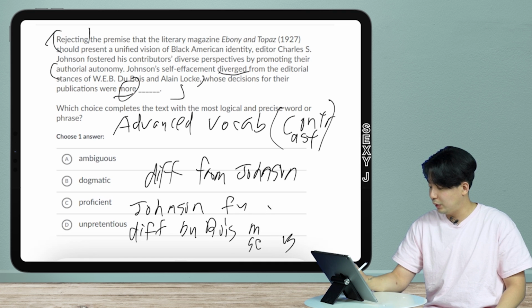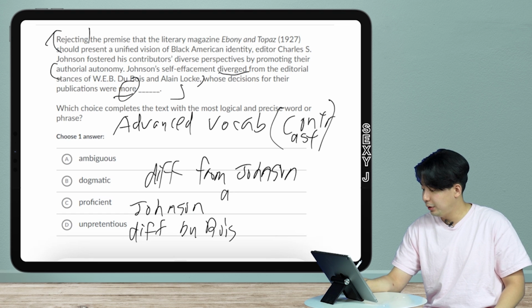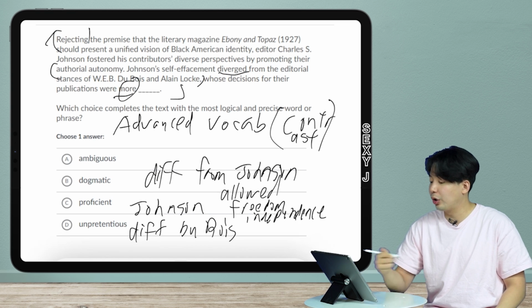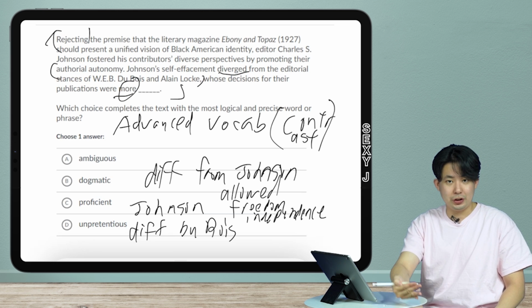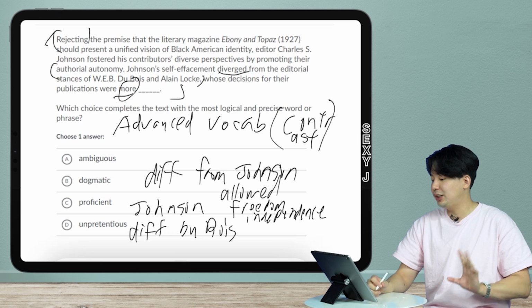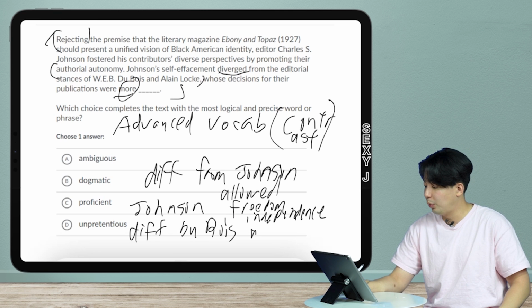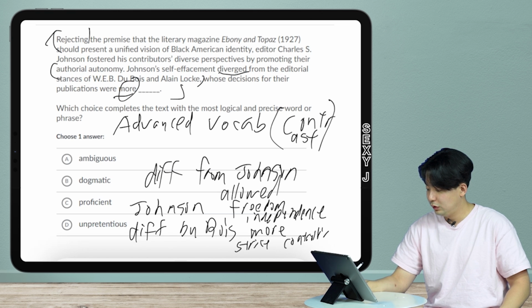Johnson, let me get rid of these things so I have more room. Johnson allowed freedom and independence. Okay, I'm just replacing the word autonomy with more common synonyms, okay? Johnson allows for more freedom and more independence. So then, these guys are different from Johnson, so they are more strict. They are more controlling. Okay? Is what I would need.